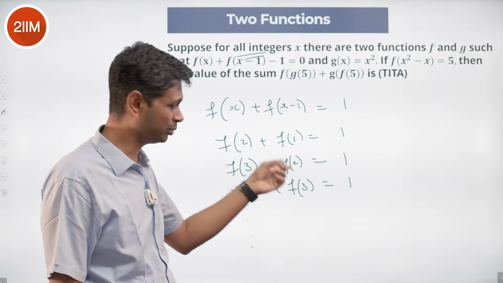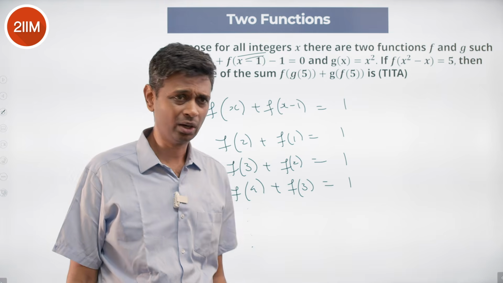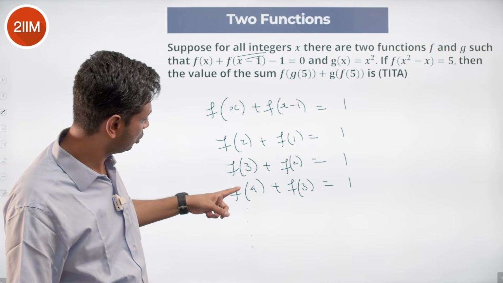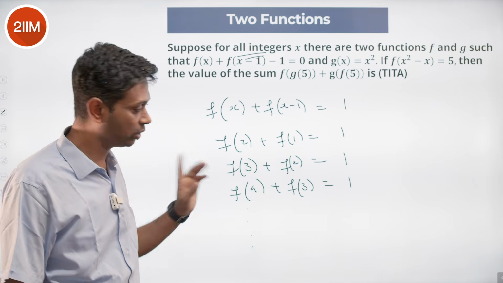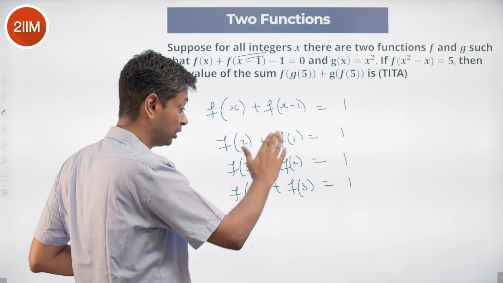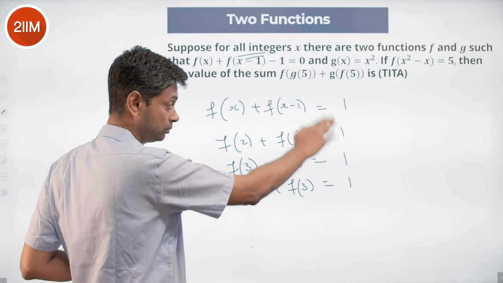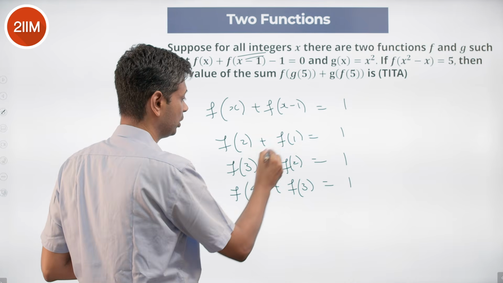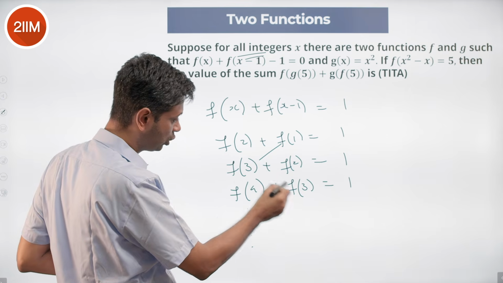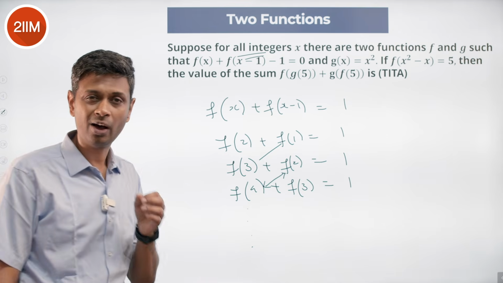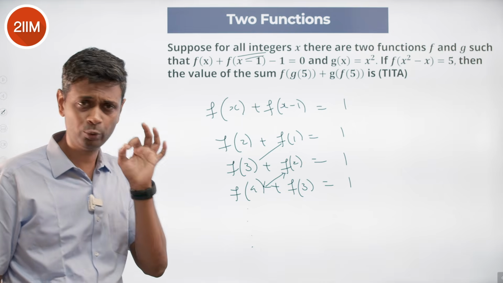F of 2 plus f of 1 is f of 3 plus f of 2. Both of them have f of 2. Both are equal to 1, or f of 1 should be equal to f of 3. Both of these have f of 3, f of 2 should be equal to f of 4. Beautiful. F of 2 plus f of 1 is nothing but f of 2 plus f of 3. Both are 1. This plus this equals this plus this. F of 2 is common, or f of 1 is equal to f of 3. Between these two, f of 3 is common, f of 2 is equal to f of 4. Or we just extrapolate it beautifully.